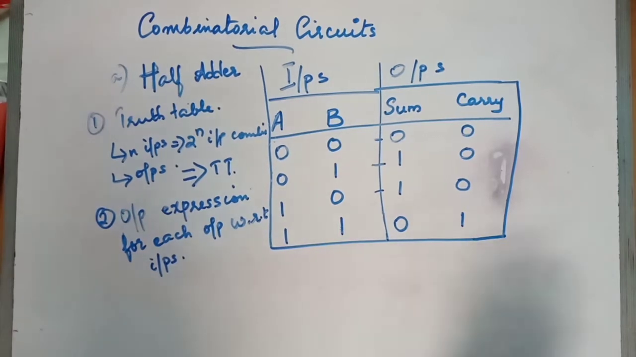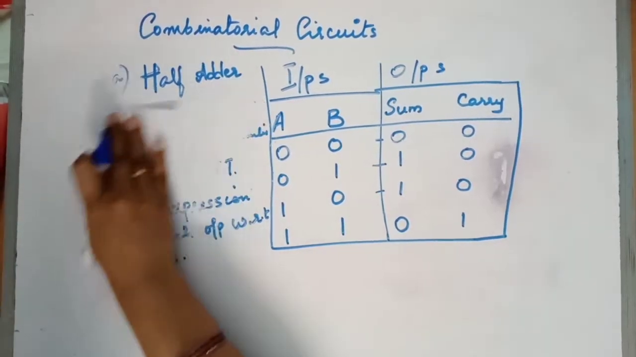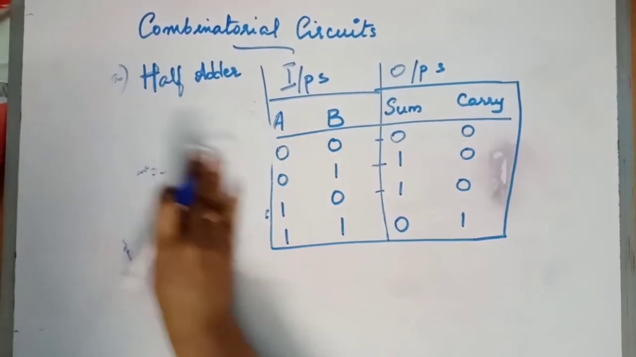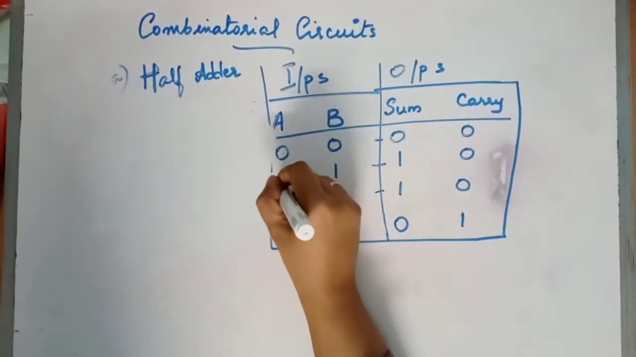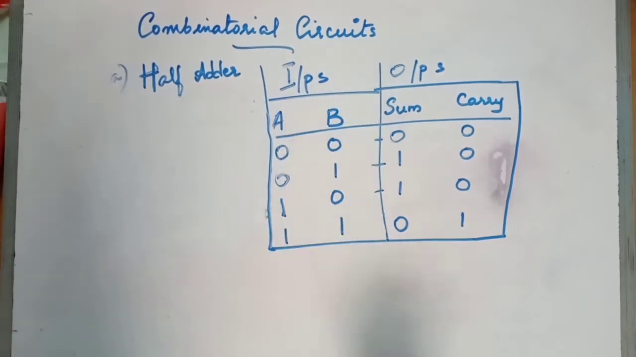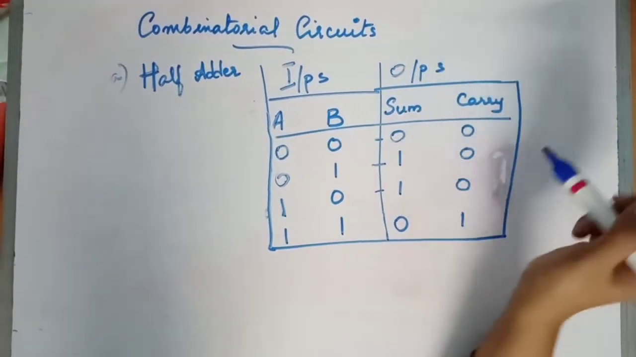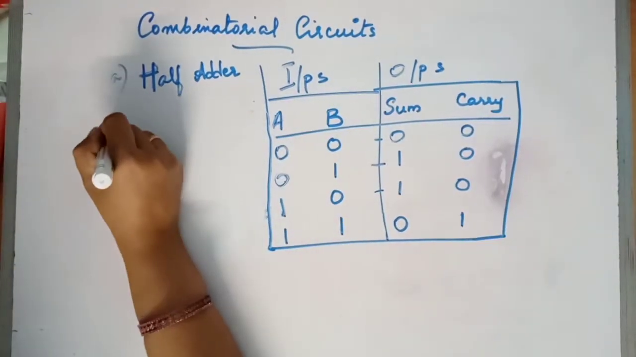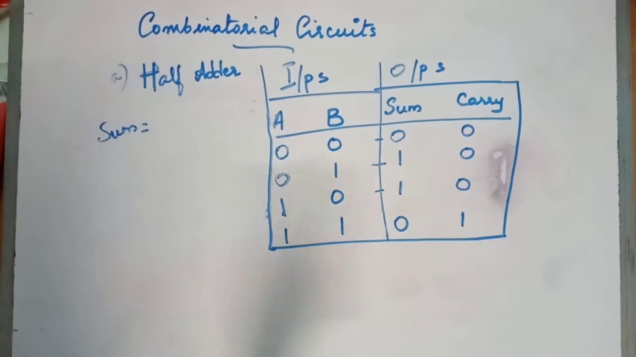Okay, so this is what we are going to do in any combinational circuit. Likewise, here also we will write the output expression based on the inputs. So here, what is sum? You need to write two expressions: one is sum and the other is carry.